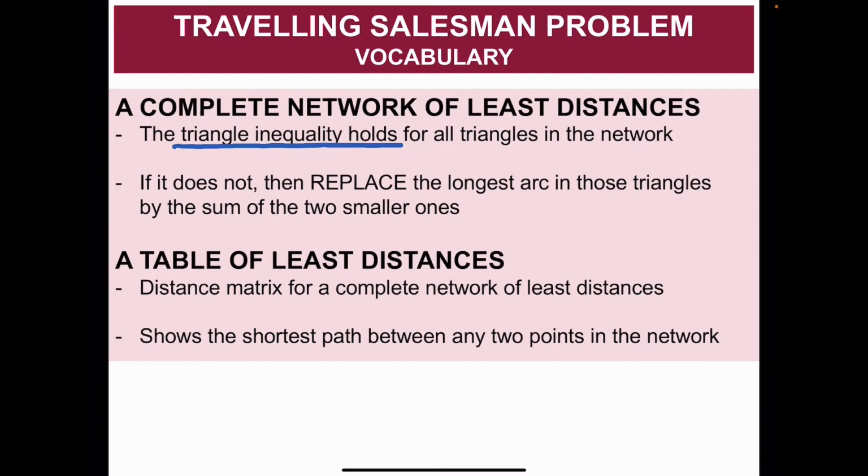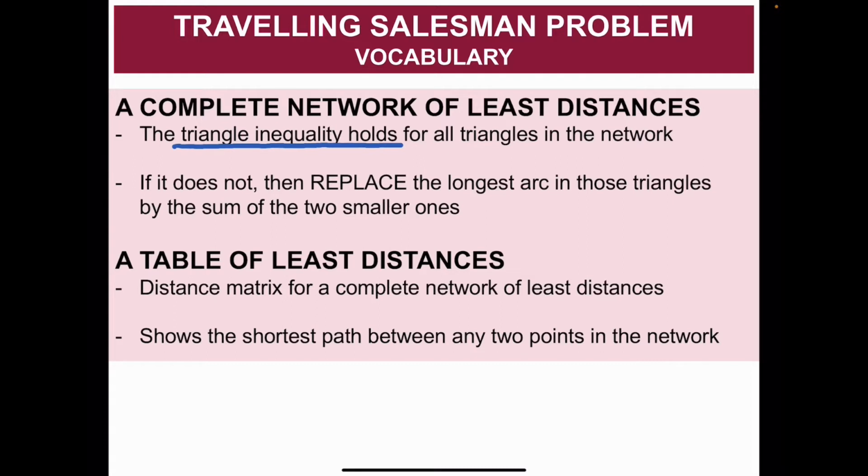If it doesn't, then you replace the longest arc in those triangles by the sum of the two smaller ones. And this way, you will turn it into a complete network of least distances. And in such a network, the classical and practical problems are the same.